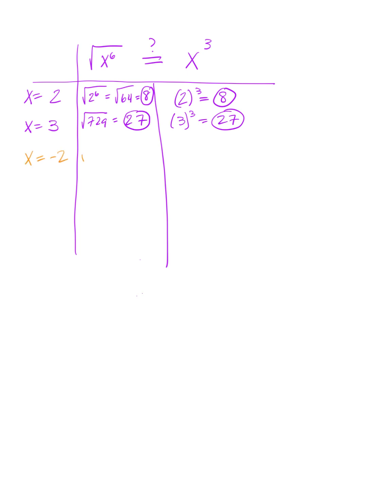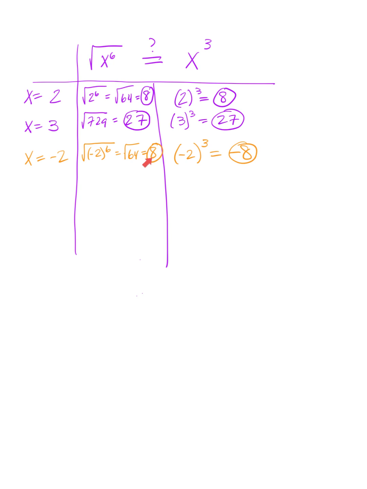So I'm going to take the square root of negative 2 to the sixth. So when you raise negative 2 to the sixth, you get positive 64 because all the negatives cancel. So we get the square root of 64, which is 8. Okay. But now when I take a negative 2 and I plug it into the cubing formula, negative 2 cubed is actually negative 8.